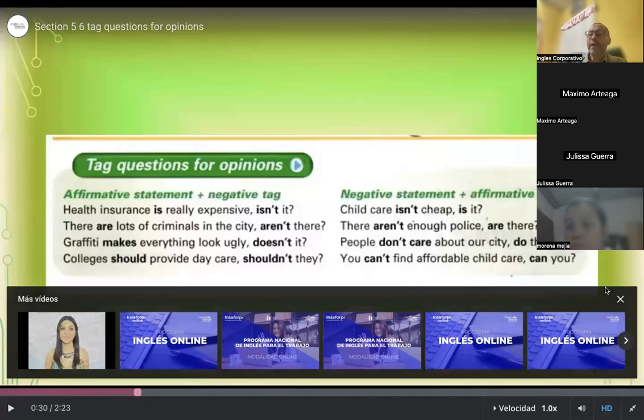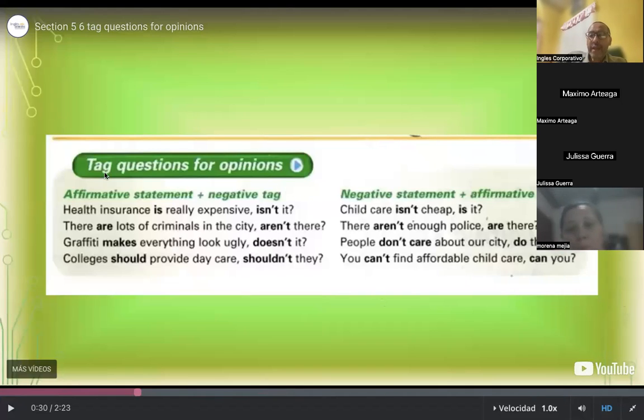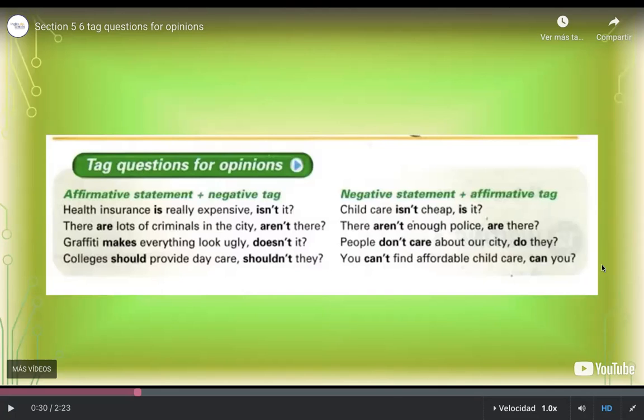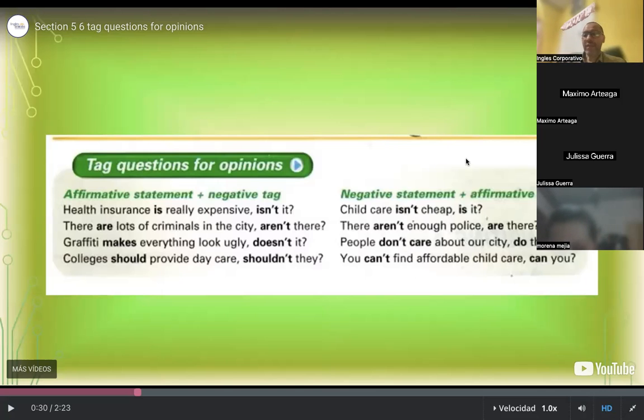Okay, so the most important is like the example that Maximo was talking about. If the sentence is positive, we use a negative tag. If the sentence is negative, we use a positive tag. How do you know what is the correct tag? How do you know if it's is, are, does, should, etc.? It depends on the auxiliary in the sentence. If the sentence has the auxiliary is, isn't, positive or negative, we use the same auxiliary in the tag. If the auxiliary has a modal, for example, should, can, then you use the same auxiliary in the tag. You don't change it. The only thing that you change is to balance positive and negative. This is going to be the only difference.